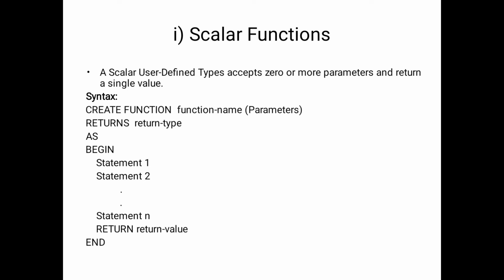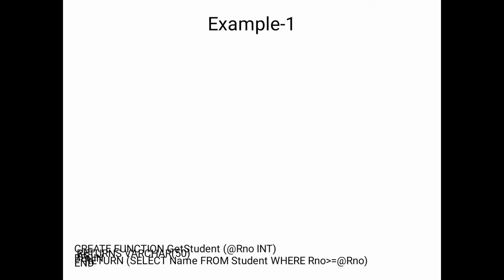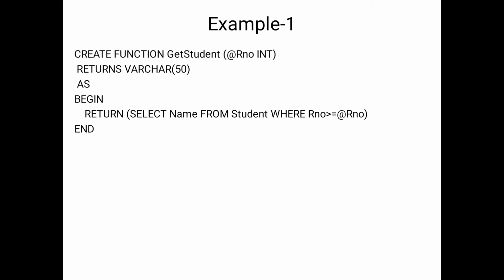Now we will move to the example with the help of this syntax. Here I will consider the function name as get student. This is the user defined function, that's why we write our own function names. Here I will pass the parameter @roll number, and I will consider that variable as the integer data type. Here I want it to return varchar. It returns only a single field of value. Here we have a facility to write the statement, and depending on the statement we will get the output.